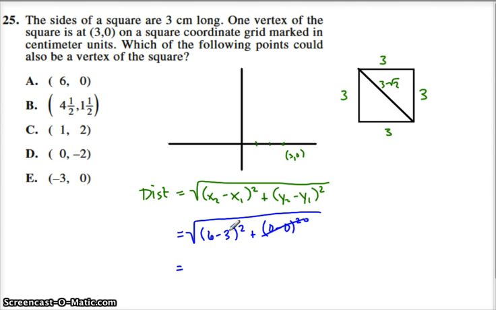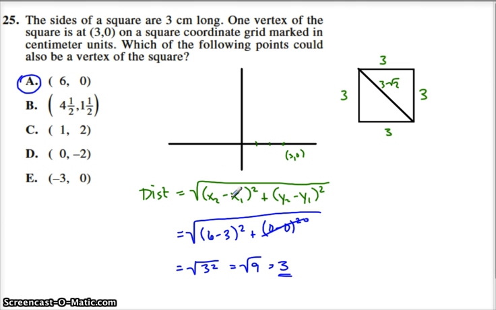6 minus 3, we do parentheses first, so that gives us a 3. And it's 3 squared. And we know that 3 squared is 9. And what's the square root of 9? 3. That's good, because A is our answer choice.